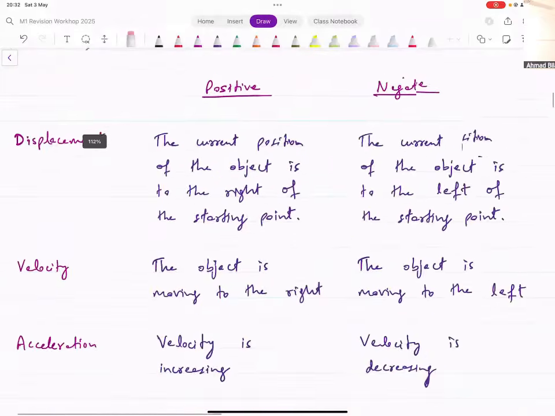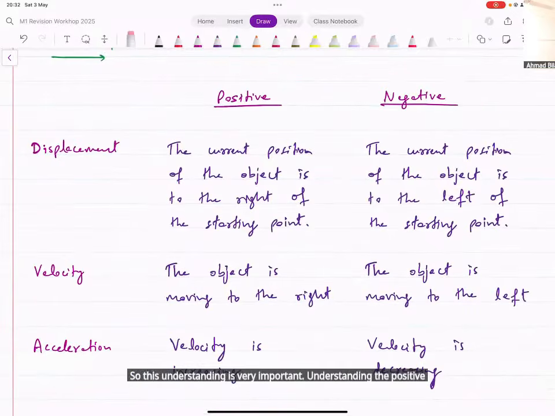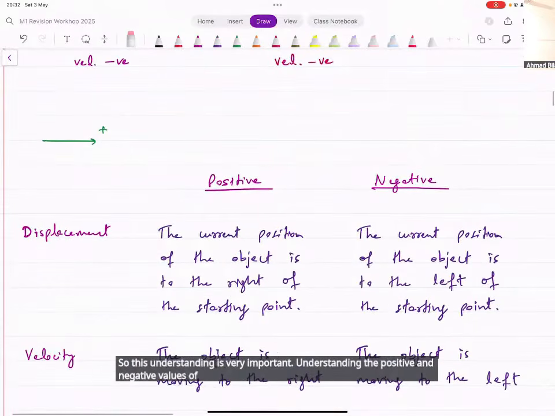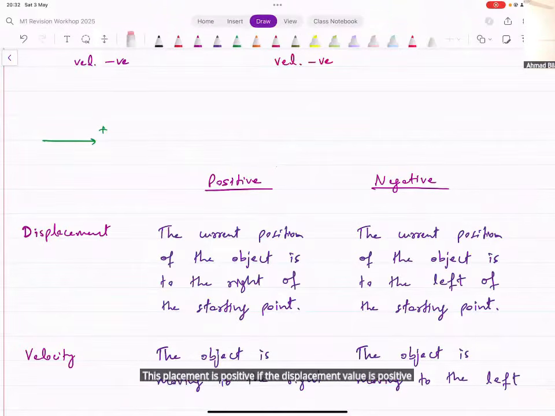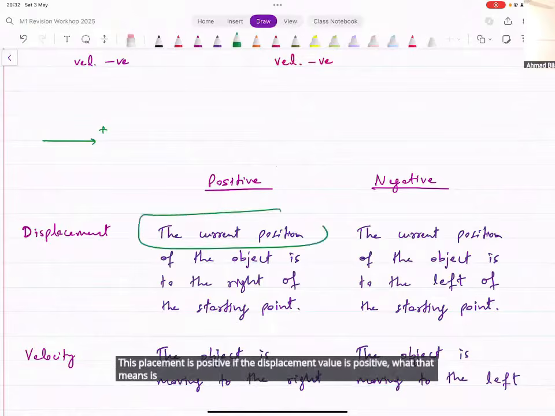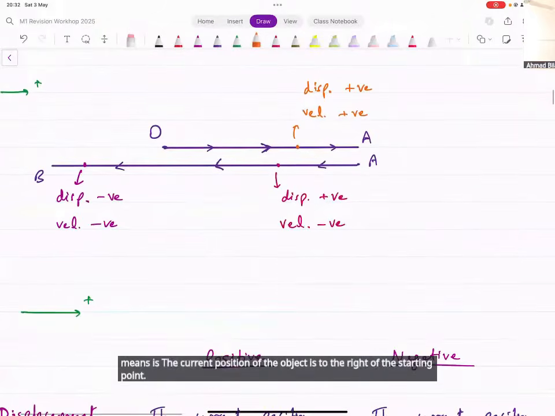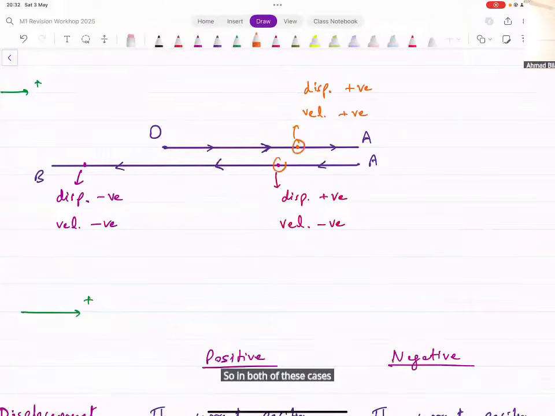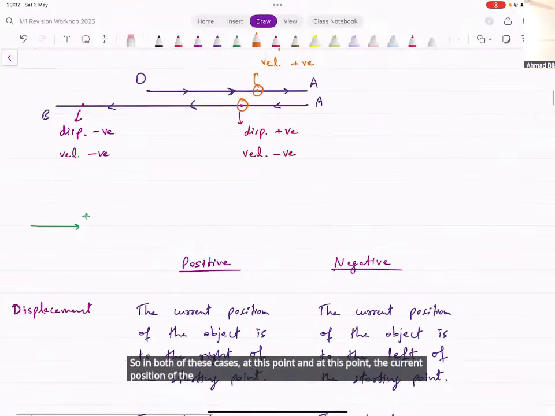So this understanding is very important: understanding the positive and negative values of displacement and velocity. If the displacement value is positive, what that means is the current position of the object is to the right of the starting point. So in both of these cases, at this point and at this point, the current position of the particle was to the right side. It was on the positive side.